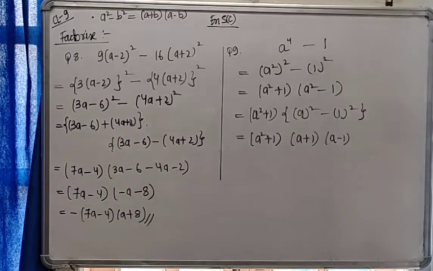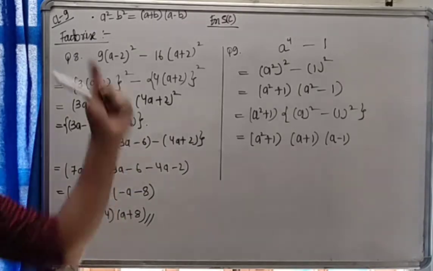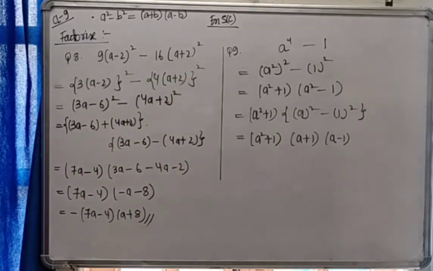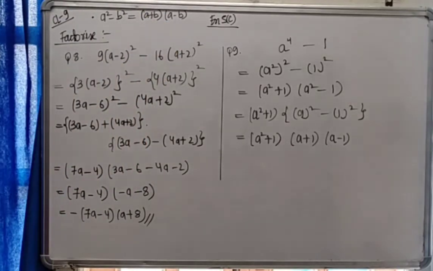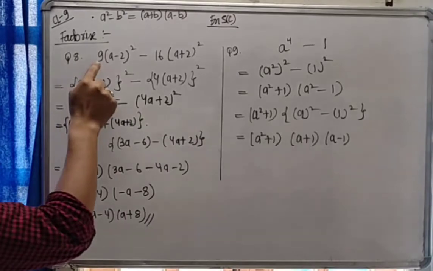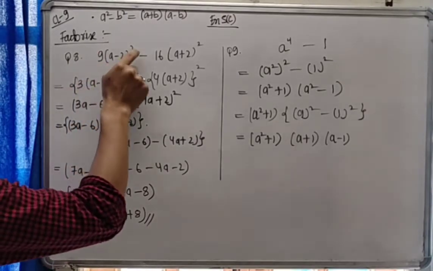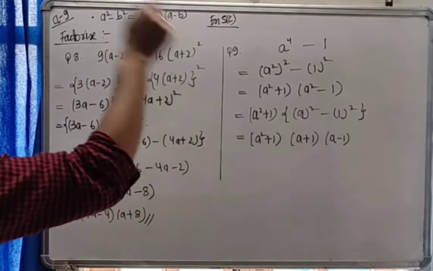So let's start our class with question number 8. We are using this formula: a square minus b square is a plus b into a minus b. So let's start with question number 8. Your question says factorize 9 bracket a minus 2 whole square minus 16 bracket a plus 2 whole square.